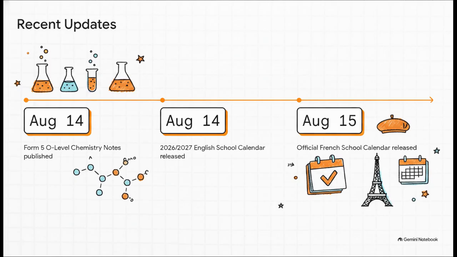On August 14th alone, they published these highly specific Form 5 O-level chemistry notes, like deep dives into alkanes, alkenes, soaps, all that. But on that exact same day, they also released the official 2026-2027 English school calendar. And then boom, the very next day, the French school calendar drops. So it's not just a dusty archive of old exams, right? It's a real-time, actively managed hub that's feeding students both their daily academic content and those absolute must-know administrative updates.